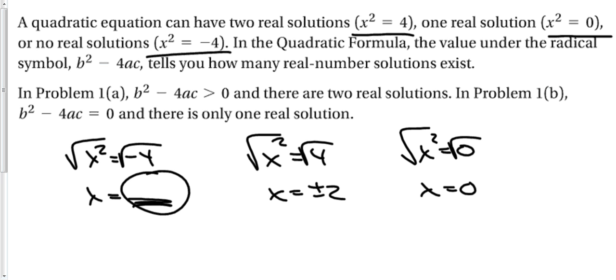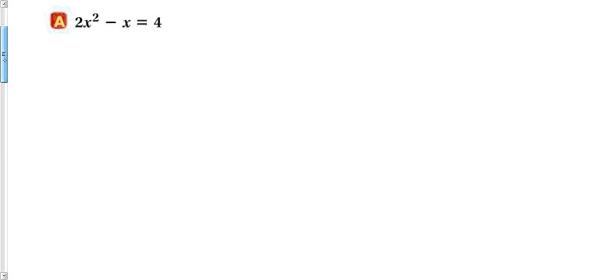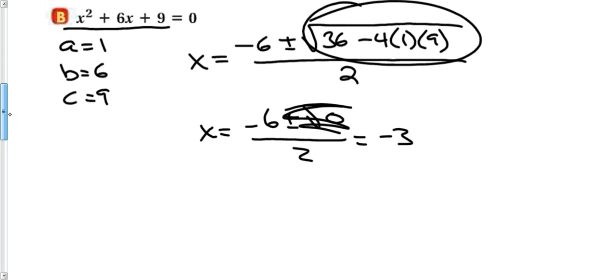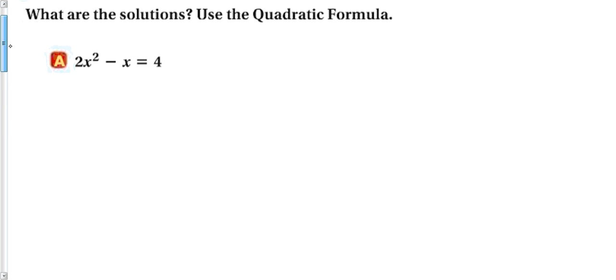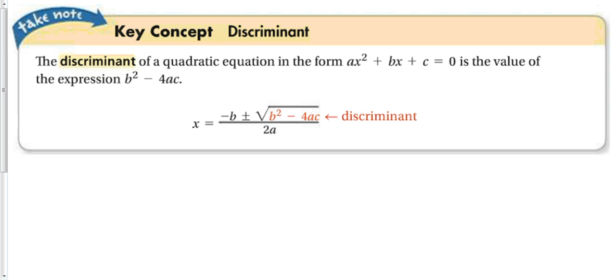In the quadratic formula, the value underneath the radical, b squared minus 4ac, tells me how many real number solutions exist. So in problem 1, before, there are 2 solutions, and in B, there's 1 real solution. So from back here, which I cleared, there was 1 solution down here, and there was 2 solutions up here. Okay? So that term, b squared minus 4ac, is called the discriminant.